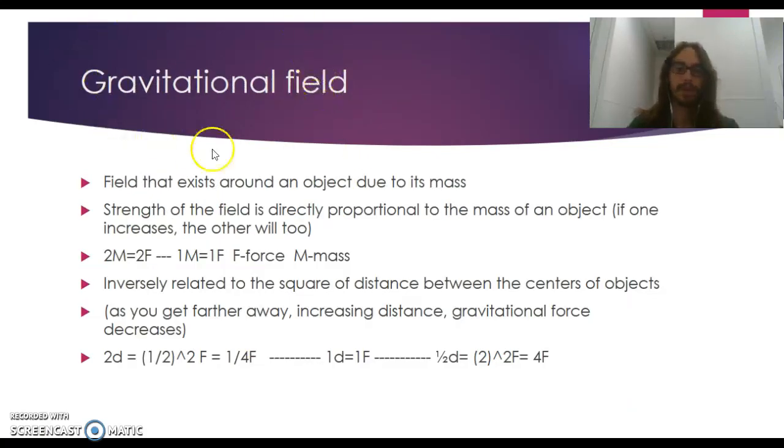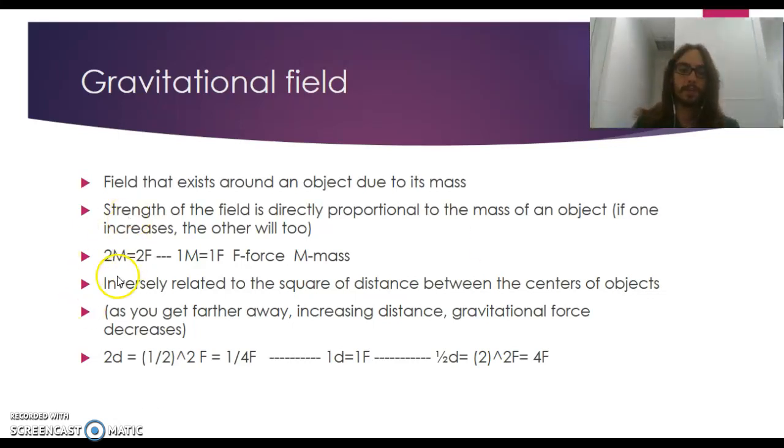So, what is a gravitational field? We're going to be talking about gravity here. A gravitational field is just a field that exists around an object due to its mass. So when you have a lot of mass, you have more of a gravitational field, so you're going to be able to pull things into you that have less mass. So the strength of the field is directly proportional to the mass of an object. That means that if one increases, the other will too. So directly proportional means you raise the mass, the force of gravity will also raise.